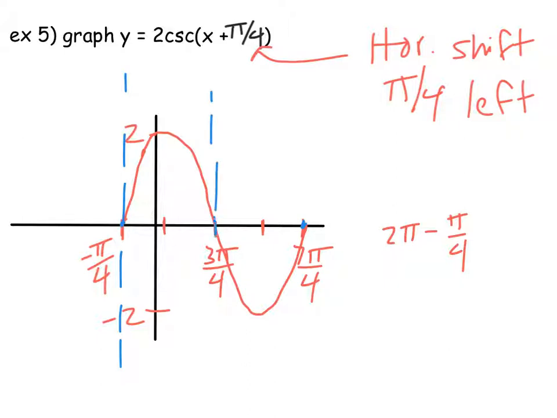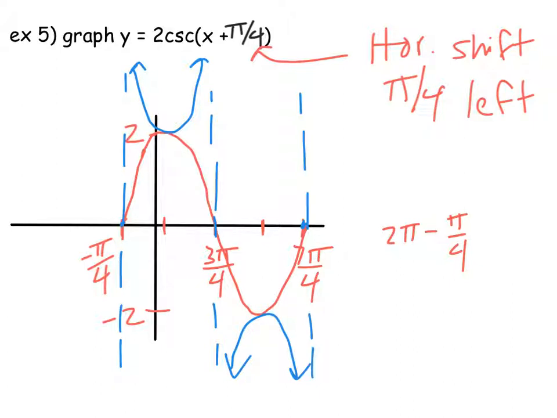Now, again, what's in blue, this is a cosecant graph. And in between those asymptotes, flip that. I'm just doing one period, so I've just got those two chunks of the graph to flip. And there, again, what's in blue, that is our cosecant graph.